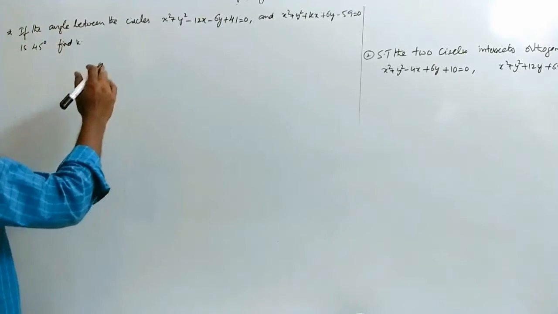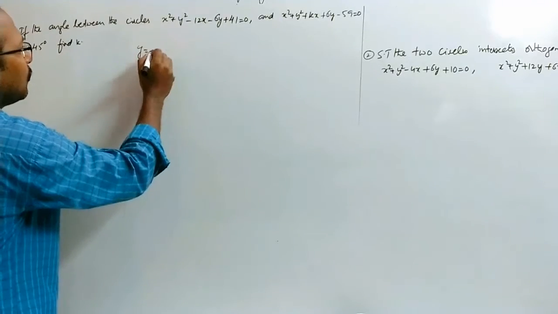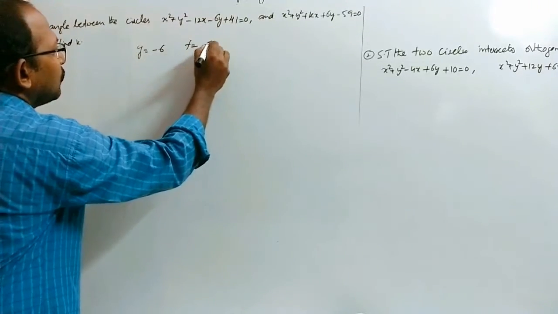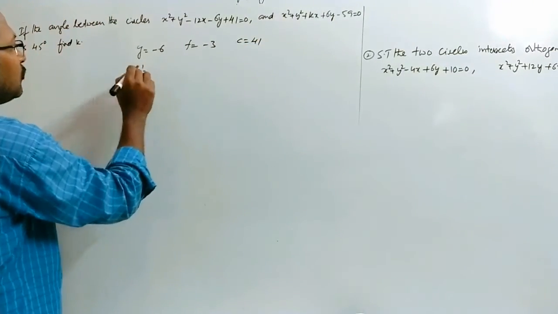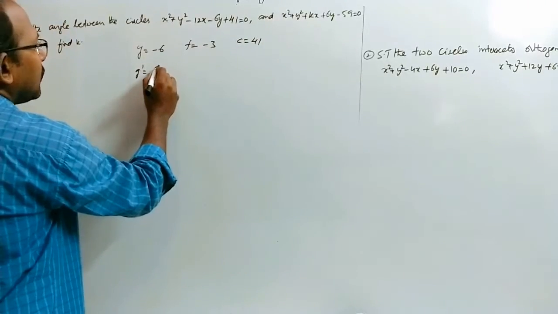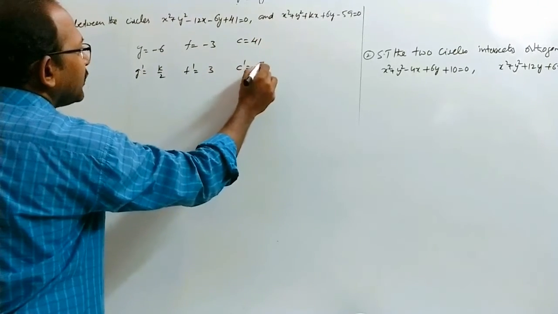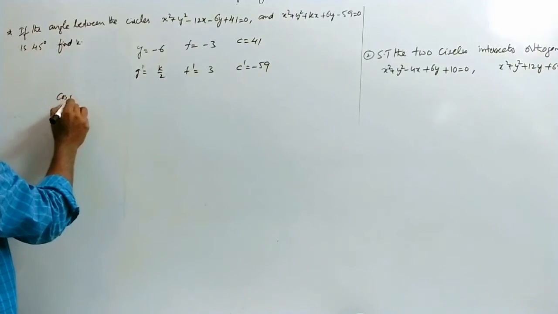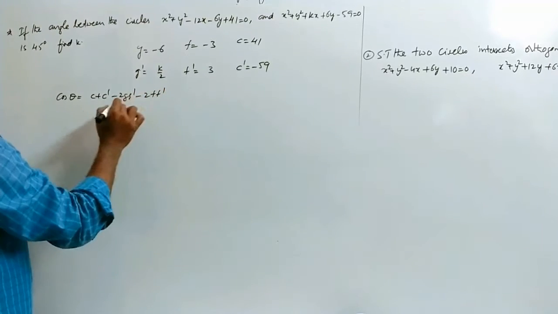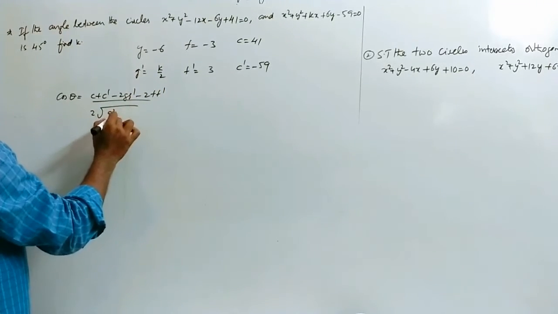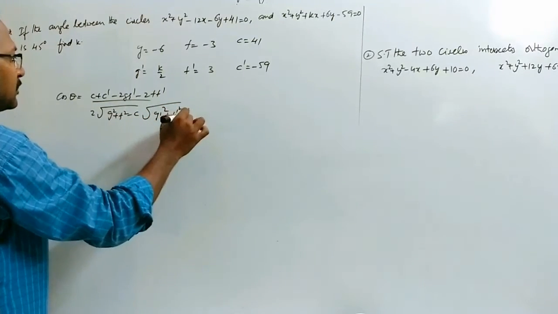Now again let us find g, f, c, g dash, f dash and c dash. Therefore g is equal to minus 6, f is equal to minus 3 and c is equal to 41, and g dash is equal to k by 2, f dash is equal to 3, c dash is equal to minus 59. Formula: cos theta is equal to (c plus c dash minus 2g g dash minus 2f f dash) by 2 into root of g square plus f square minus c into root of g dash square plus f dash square minus c dash.